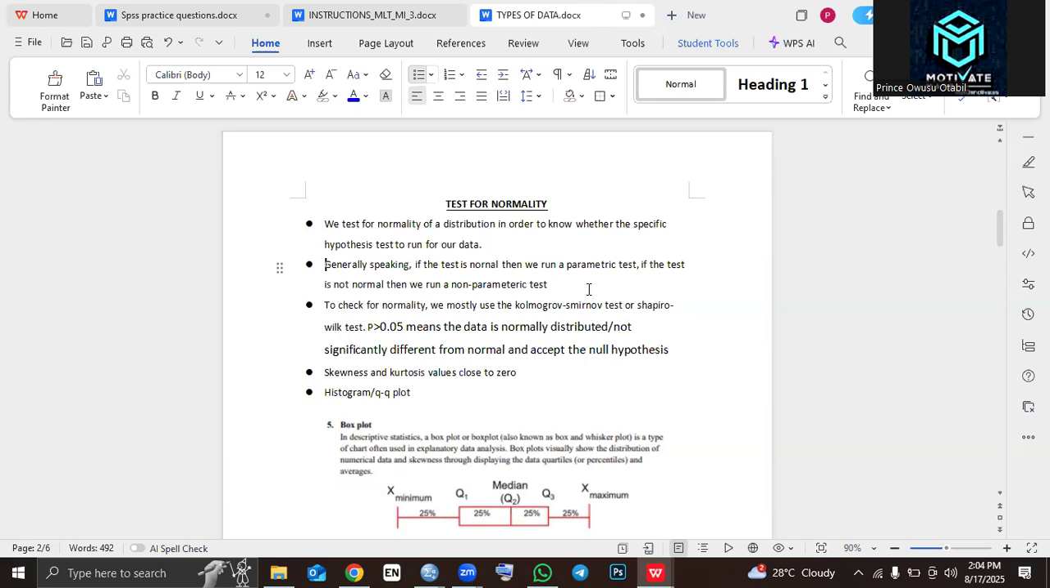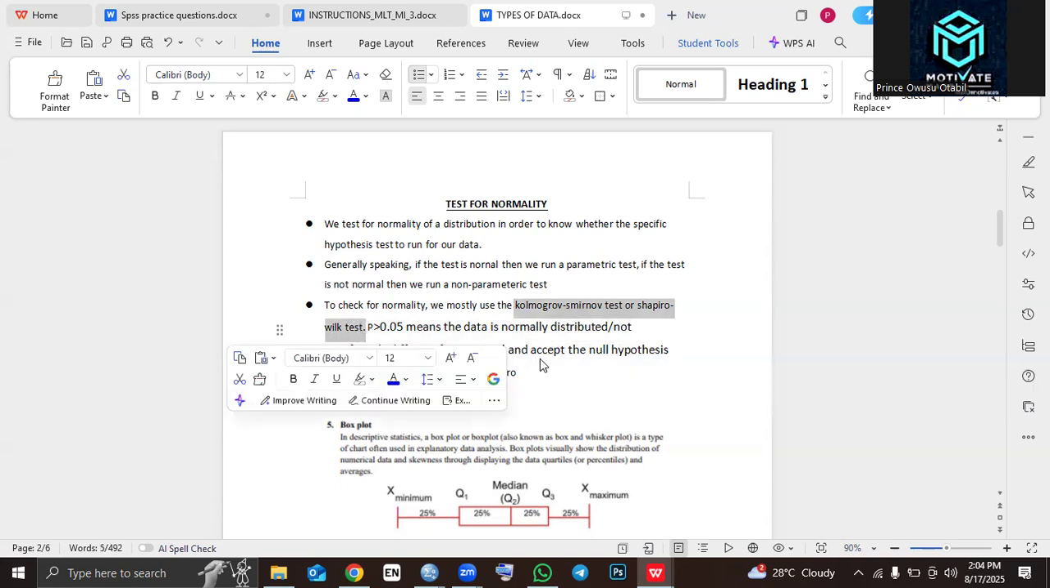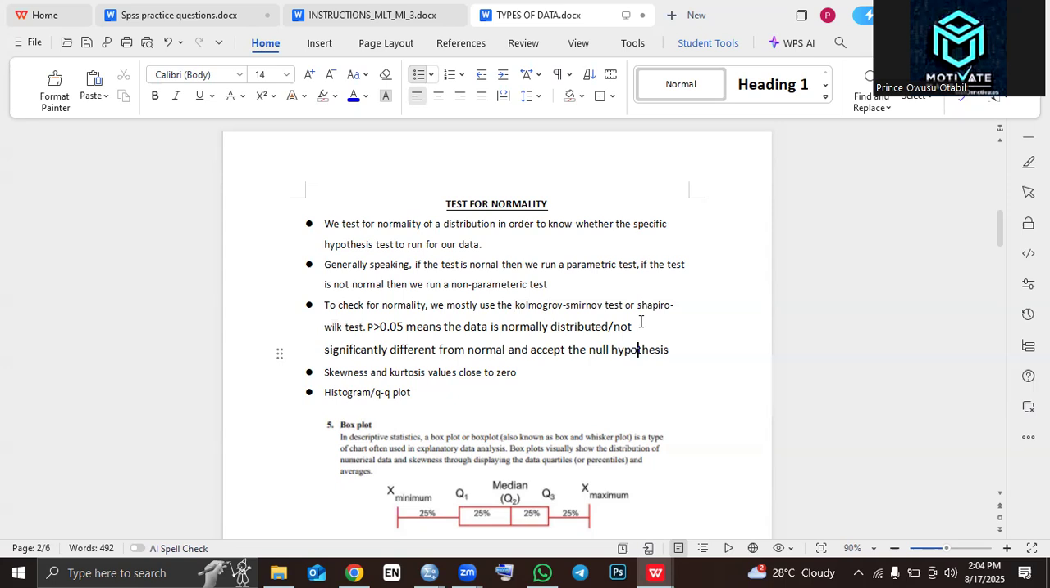Somebody might be asking, what test are we going to run in order to know if it is normal or not? The test that we'll be using is called the Kolmogorov-Smirnov test or the Shapiro-Wilk test. We will demonstrate how to run the Kolmogorov-Smirnov test or Shapiro-Wilk test in a few minutes.